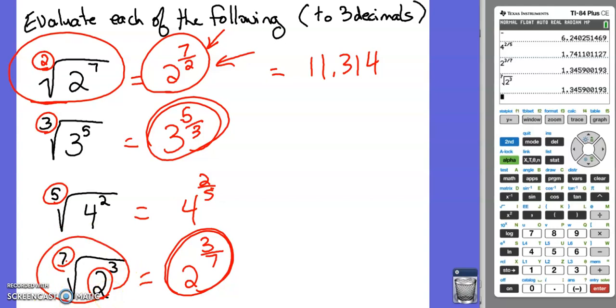So it's your choice how you want to evaluate these, and then of course rounding to 3 decimal places or whatever the instructions tell you to do. And that's 6.1, how to evaluate fractional exponents and all the properties of exponents.